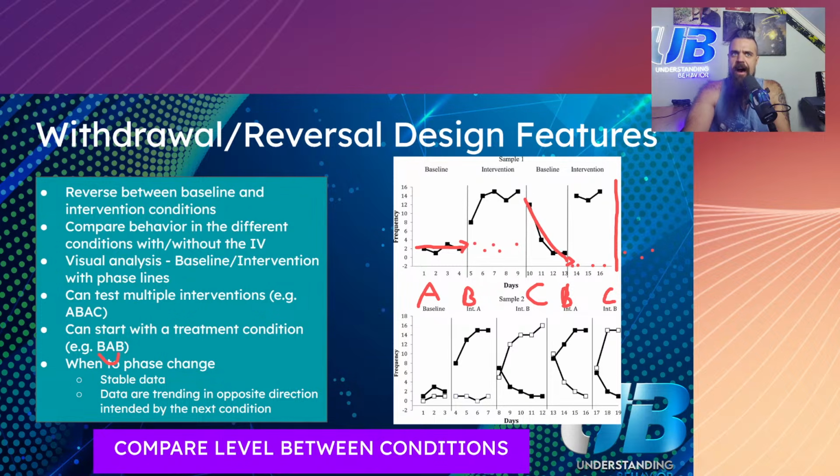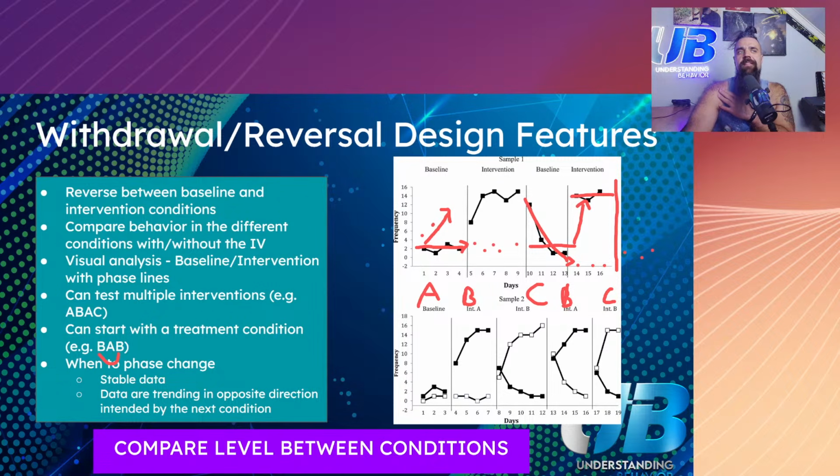But this is totally cool because we hold on to the rule that trending data are likely to continue to trend. If we see that the next condition changes drastically the level and the trend of the behavior, like we saw here, with a big change in level from where our average level was where we stabilized out, then this can still show very good experimental control. The only condition where we wouldn't really phase change would be if it's trending in the direction that is intended by the next phase.